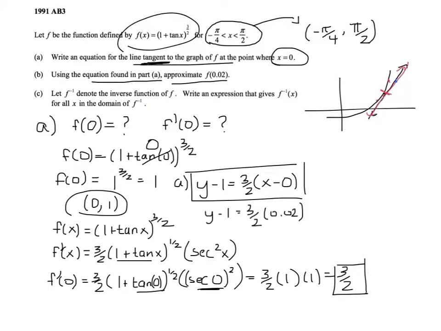So we're going to have y minus 1 is equal to 3/2 times 0.02. Okay? So then you just do that in your head. Half of 0.02 is 0.01, and then 0.01 times 3 is 0.03. So you're going to have y minus 1 is equal to 0.03. Add 1 to both sides, and we're going to have y equals 1.03 for your tangent line approximation.